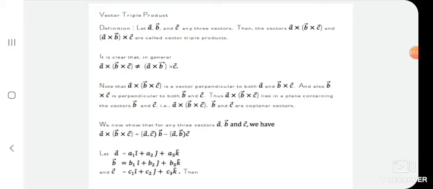If we take the cross product of vector a with the vector b cross c, or if we take the cross product of vector a cross b with vector c, this mathematical formulation is nothing but a vector triple product. But it is clear that in general a cross (b cross c) is not equal to (a cross b) cross c. How? That we will show.